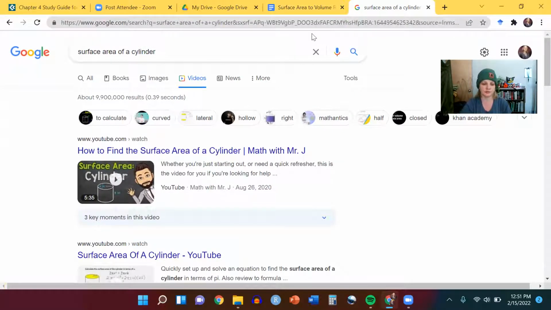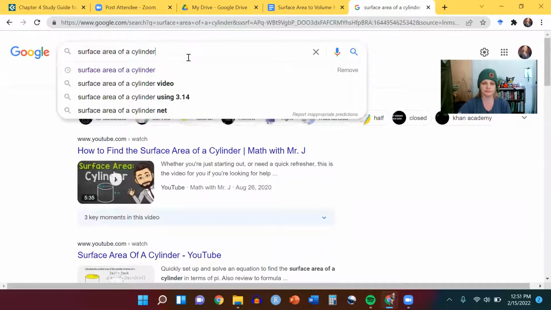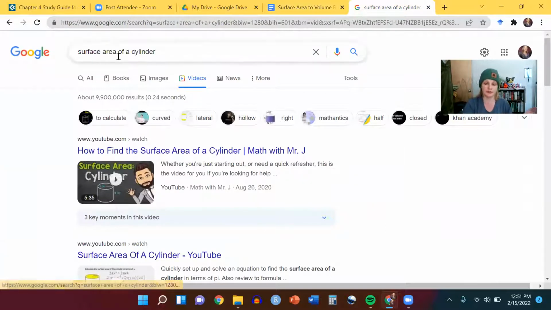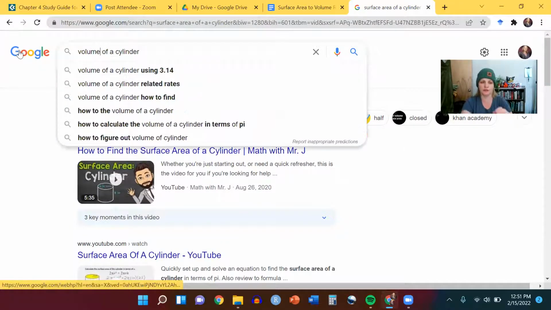I'm going to put that in my sheet here. So my height was 12, and I can't remember what the diameter is, but I do remember that the radius is 0.8. So our surface area, what did I say it was? 64.43. Okay, so now instead of the surface area, we're going to Google the volume of a cylinder.